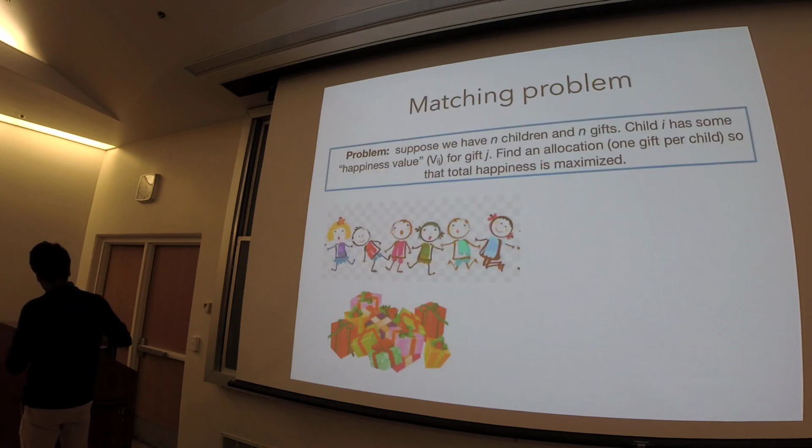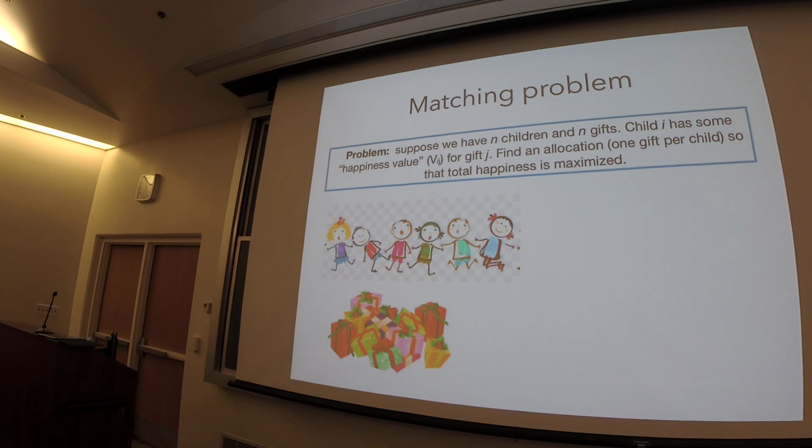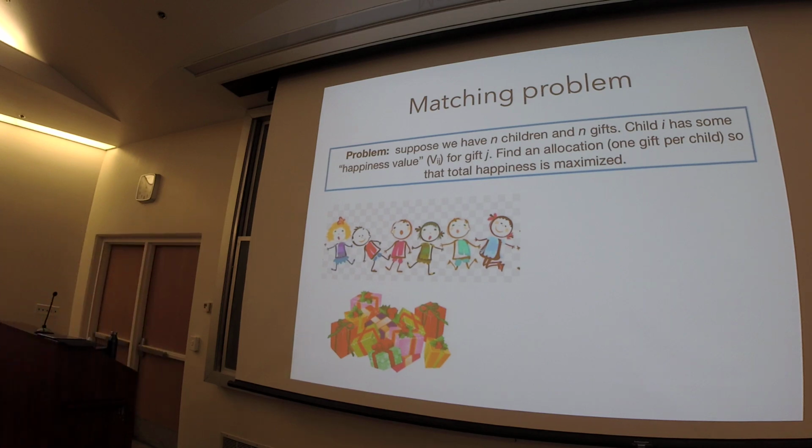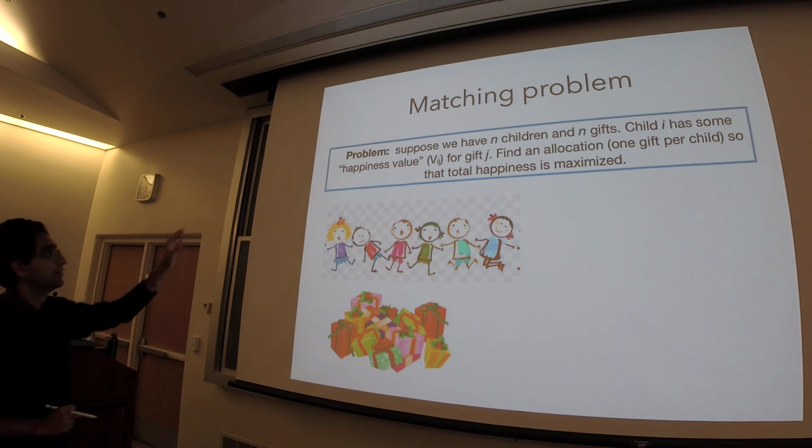Alright, so that's that. And then we started looking at this problem called the matching problem. Okay, and here it's a very simple question. So you have n children and n gifts. And child i has some happiness value associated with gift j. So if child i gets gift j, then he or she sees a happiness of some v_ij. Okay, let's say it can be quantified perfectly.